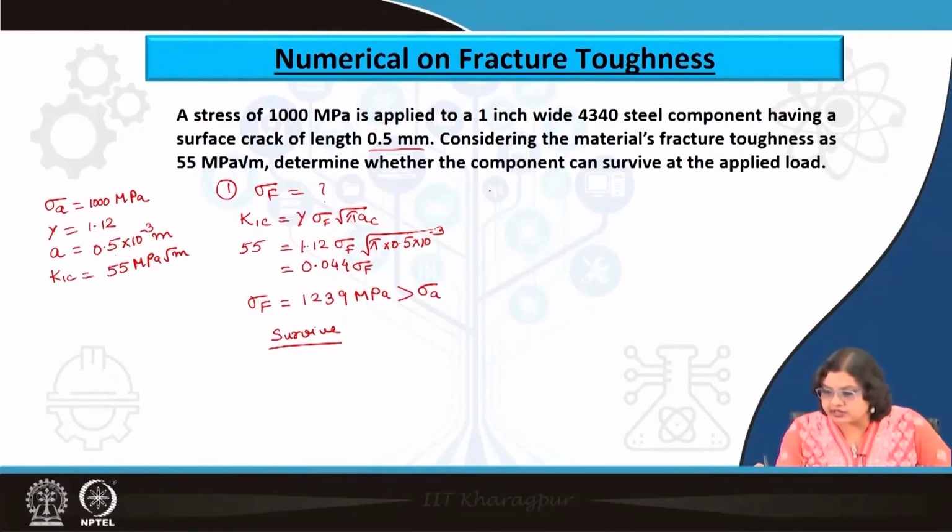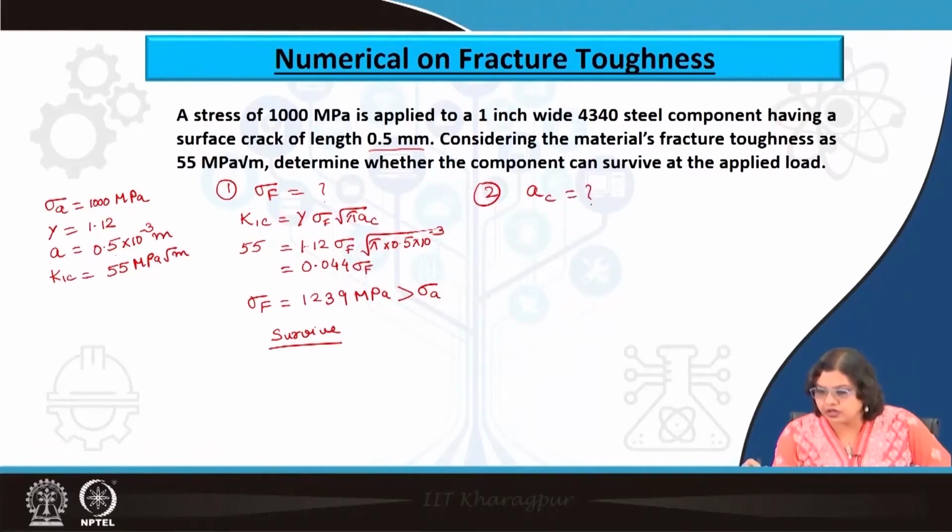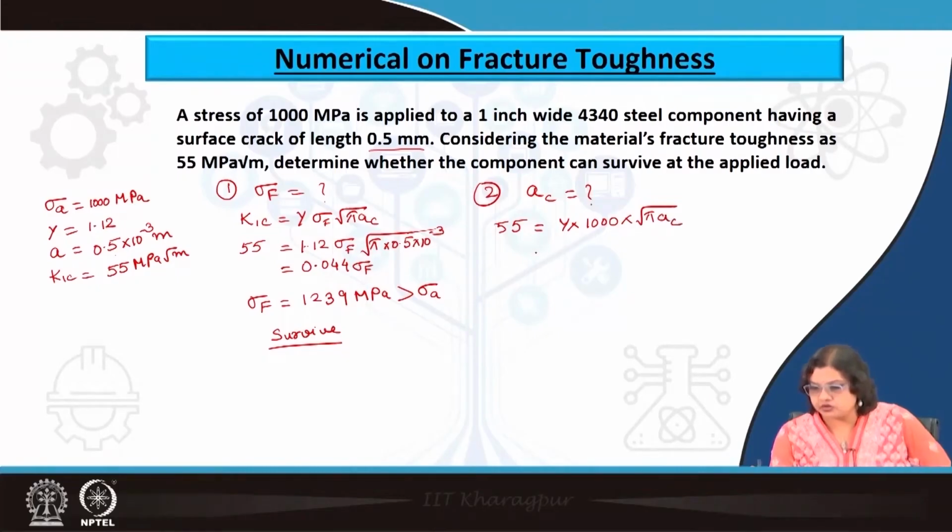The second way, as I said, is by finding out the critical crack length. Okay. So, similarly, we use the same relation, but in this case, we can use the value of sigma A as sigma F. We are considering that the applied stress is sufficient for the fracture to occur, and we need to find out the value of AC. Okay. So, y will be 1.12 once again.